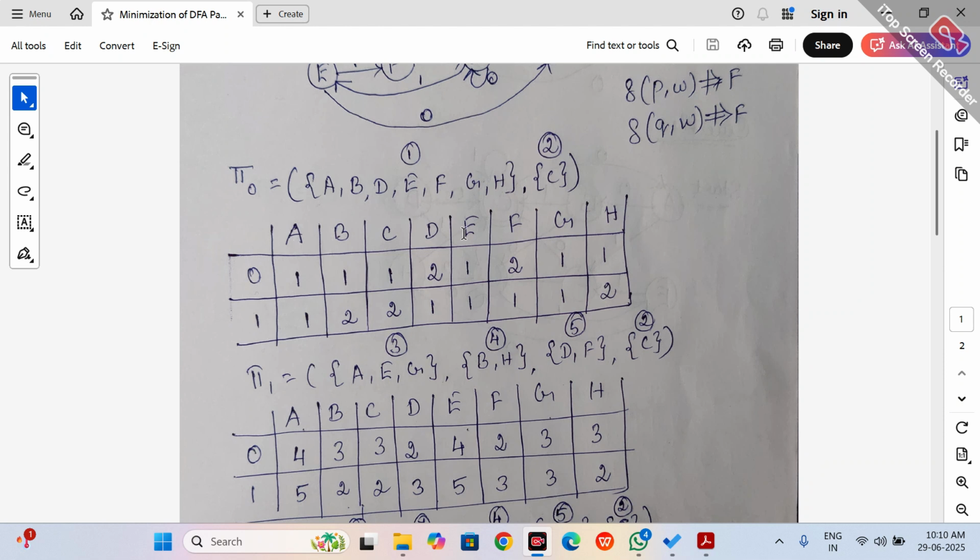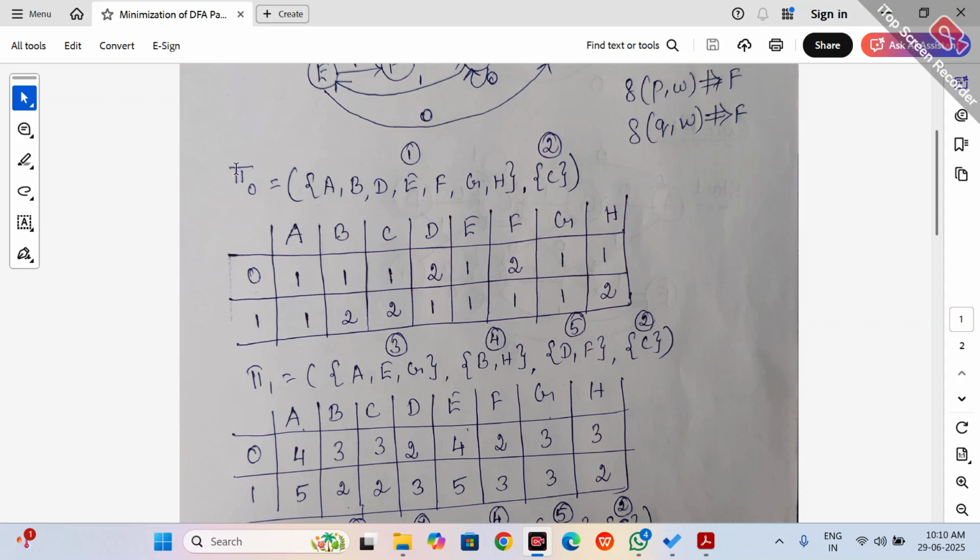So for A, E and G, it is 1 1. We can make it a single group. And for B, the input 0 gives 1 2, C also 1 2, and H also 1 2. But C is a final state, so it is not possible to join it with this group. We can write C as a separate state here, and B and H as equivalent states. We can combine those two states here. Next, for D and F, it is 2 and 1. So we can combine these two states D and F.